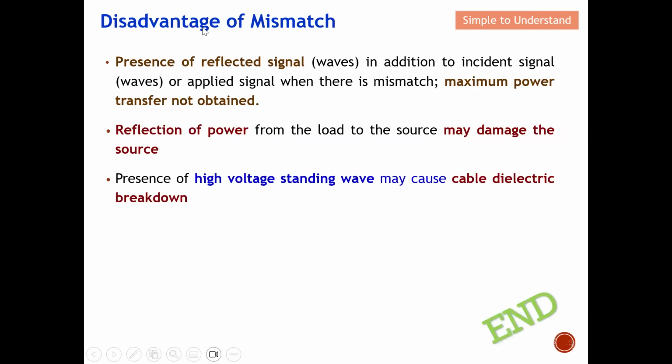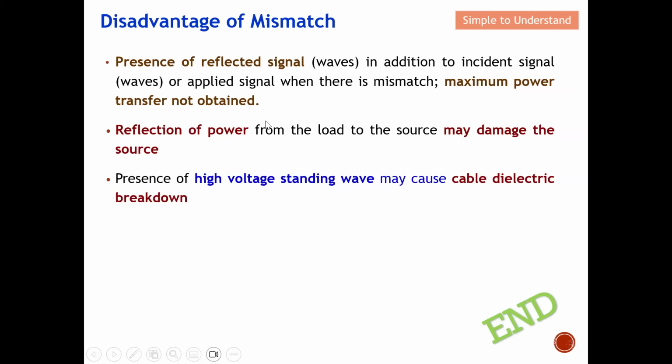Let's come to the disadvantages of mismatch. With the presence of a reflected wave in addition to the incident wave or applied signal, where there is mismatch, maximum power transfer will not be obtained. This is the biggest disadvantage, because not all the power is sent to the load and there will be some reflected signal, so we don't have maximum power transfer anymore.